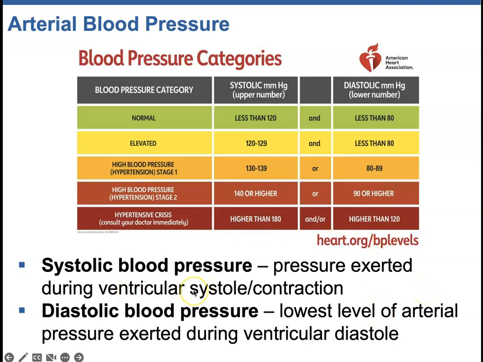Then remember that systolic is the pressure exerted when you have ventricular systole, when the heart contracts, and then diastolic pressure is the lowest level of arterial pressure, which is when the heart is in diastole.